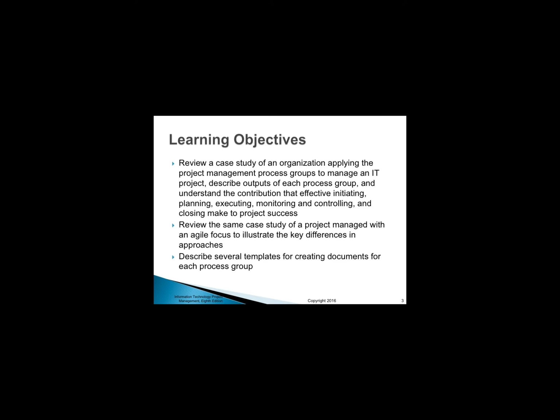Learning objectives. Review a case study of an organization applying the project management process groups to manage an IT project. Describe outputs of each process group, and understand the contribution that effective initiating, planning, executing, monitoring and controlling, and closing make to project success. Review the same case study of a project managed with an agile focus to illustrate the key differences in approaches. Describe several templates for creating documents for each process group.